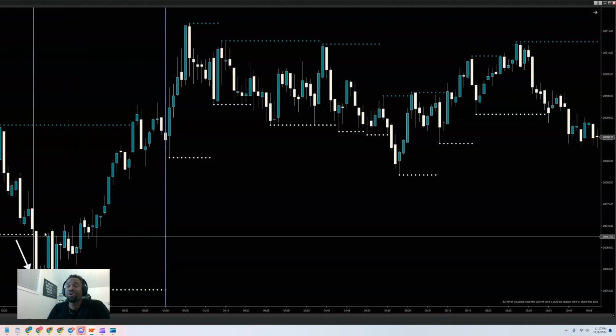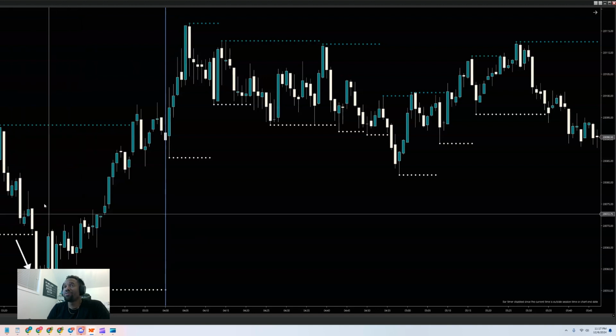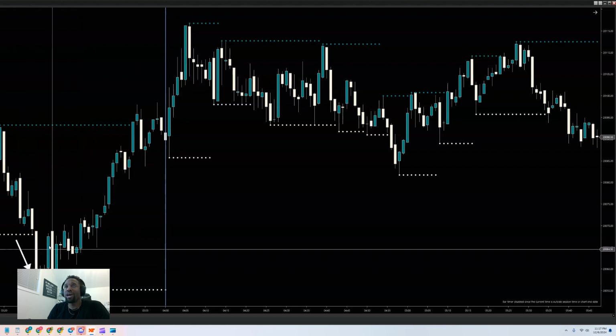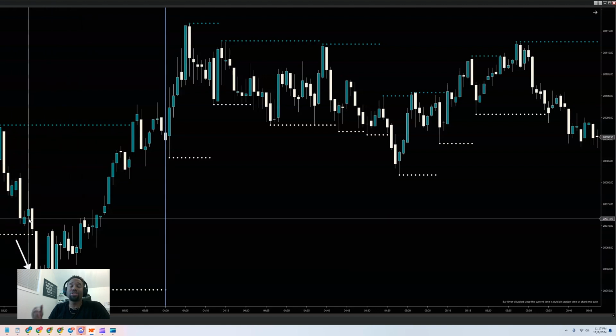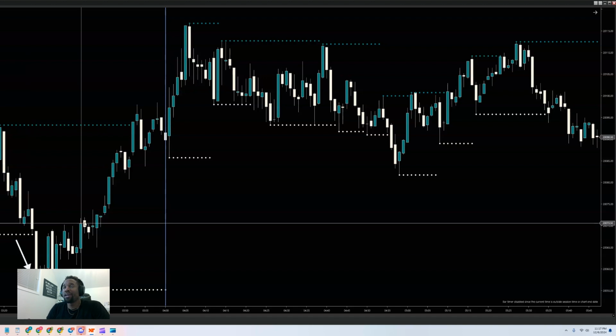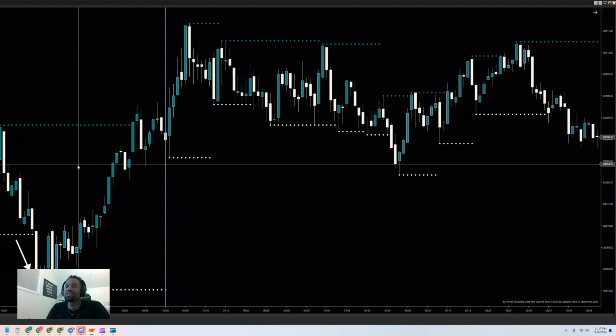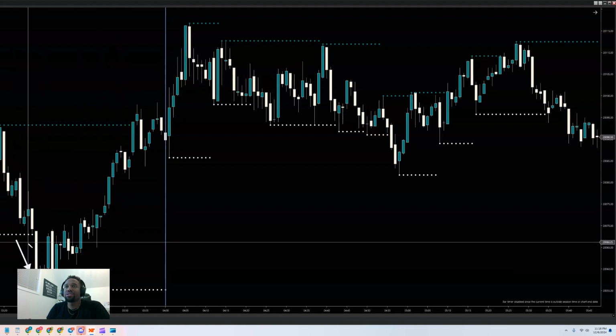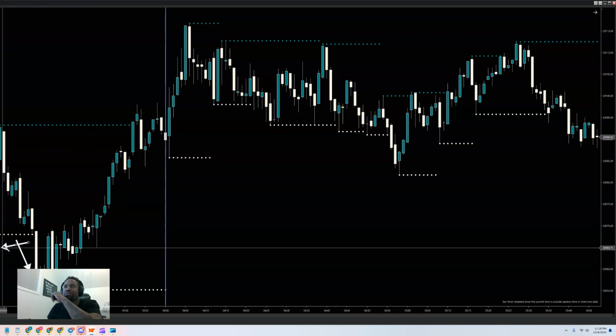Now we're looking for, okay, price took this. Now we're looking for a reversal. To have a reversal, we need to look for a market structure shift. And again, a market structure shift is going to be when price comes back up after taking this low right here.